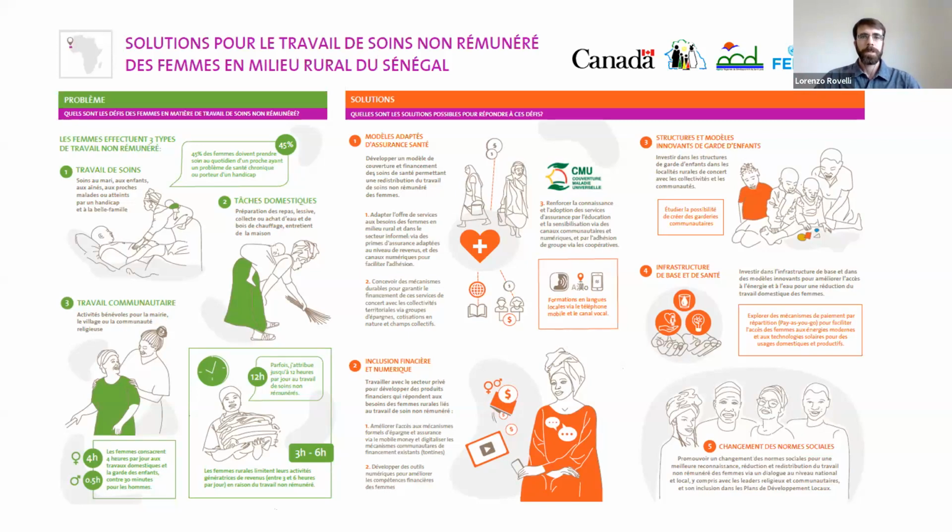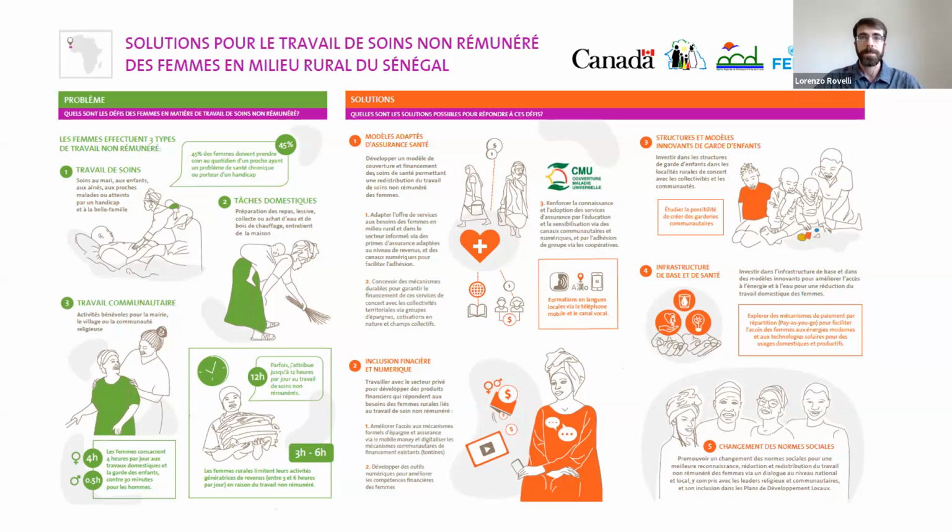And as you can see on the right-hand side, we essentially identified 5 priority actions. First of all, the idea of developing an adapted health insurance model. And this is the one that I will go a little bit more into the details in a minute. But the other 4 that I will just mention here are strengthening childcare services for rural women, which also includes exploring some innovative approaches like community-managed childcare initiatives.